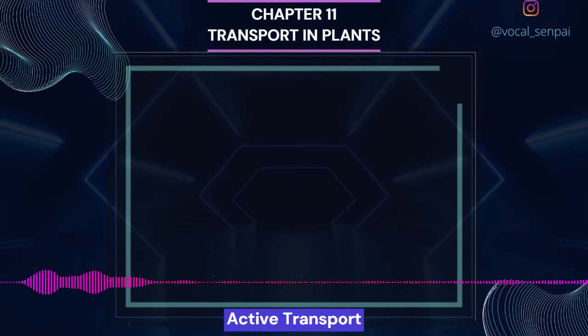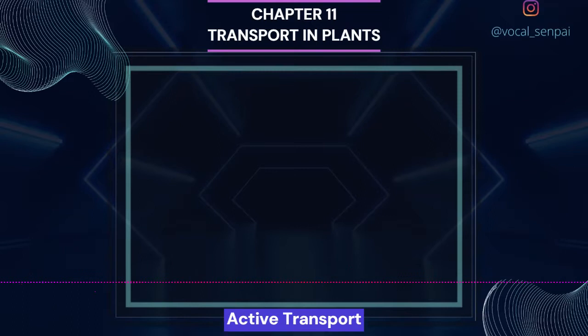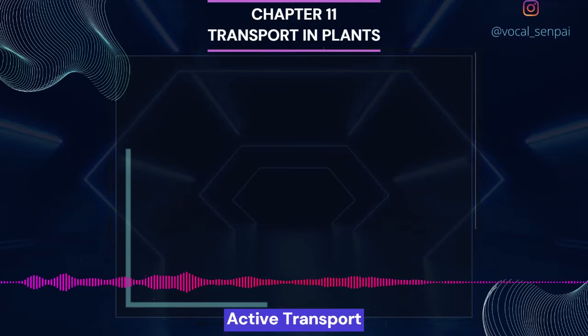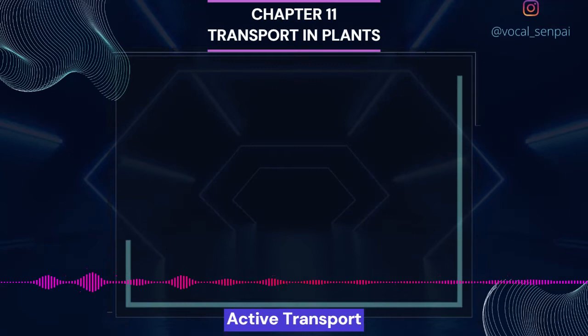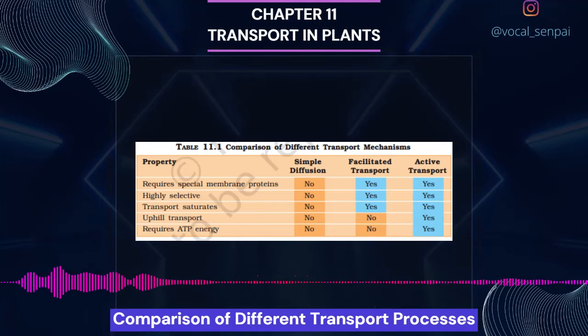Transport rate reaches a maximum when all the protein transporters are being used or are saturated. Like enzymes, the carrier protein is very specific in what it carries across the membrane. These proteins are sensitive to inhibitors that react with protein side chains. Comparison of different transport processes. Table 11.1 gives a comparison of the different transport mechanisms.